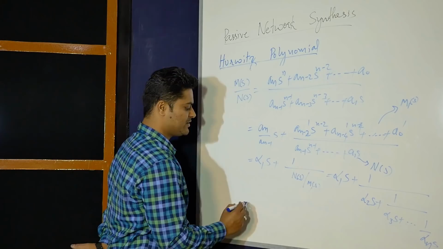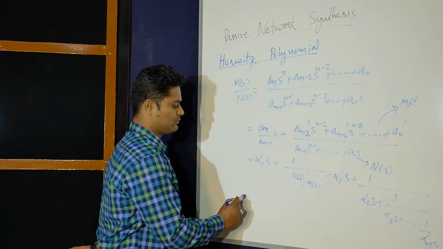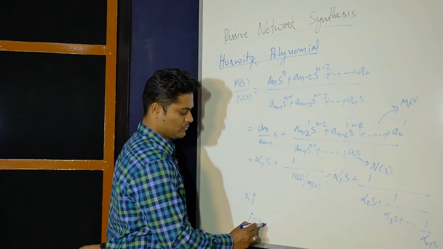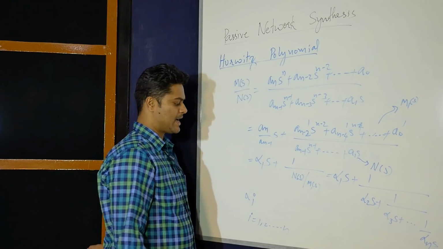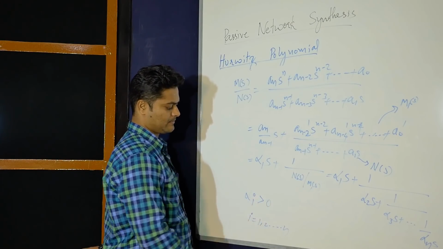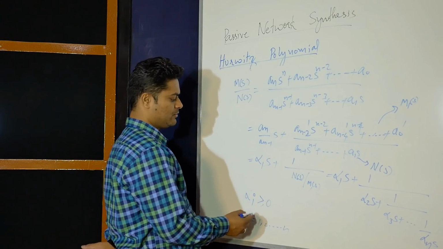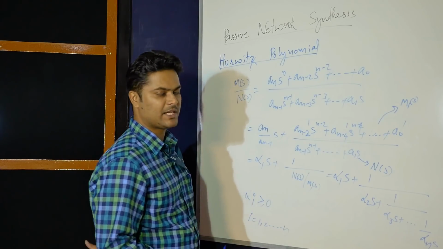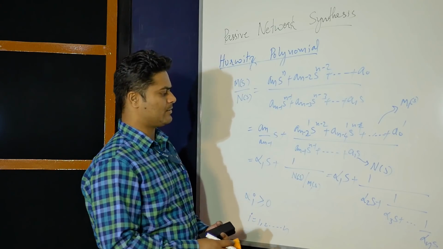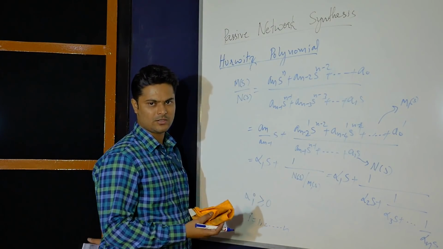But the quotients derived from the continued fraction expansion, which are nothing but alpha i, with i going from 1 to n, have to be greater than or equal to 0, which has to be positive. So if we get a negative term, that means the polynomial is not a Hurwitz polynomial, right? So let's do a problem in which we will discuss whether the polynomial is Hurwitz or not.